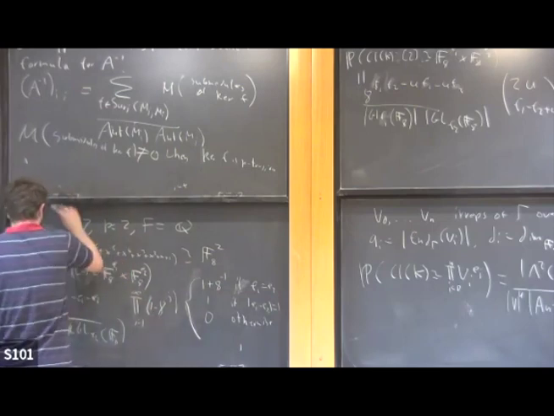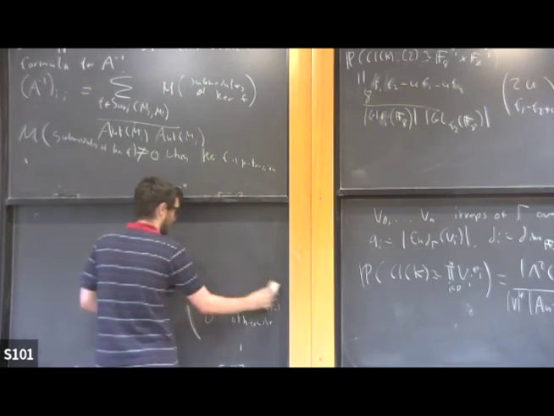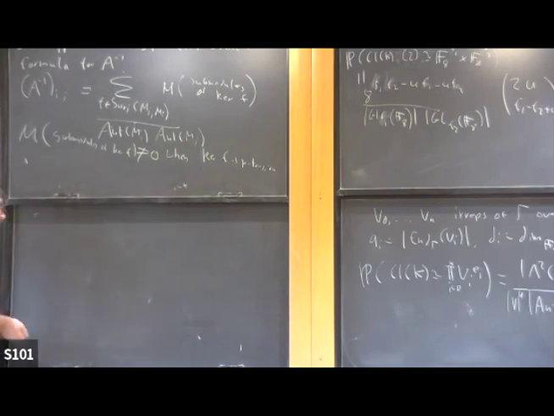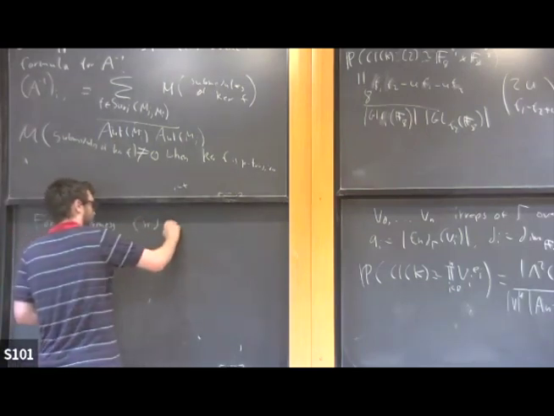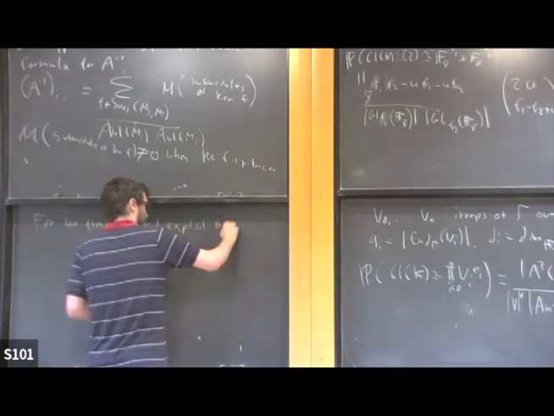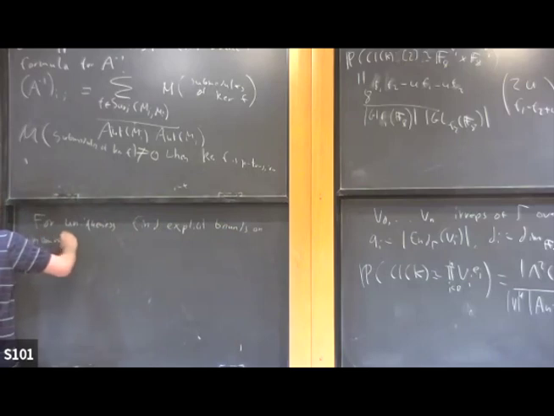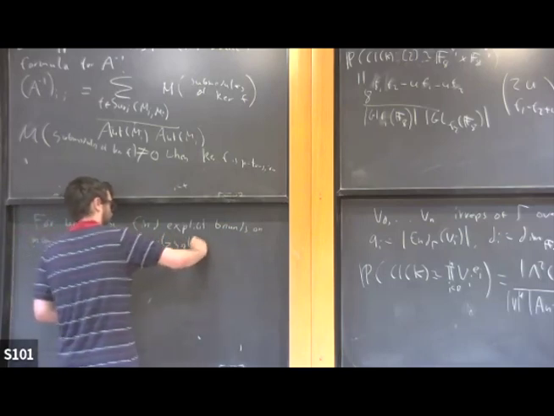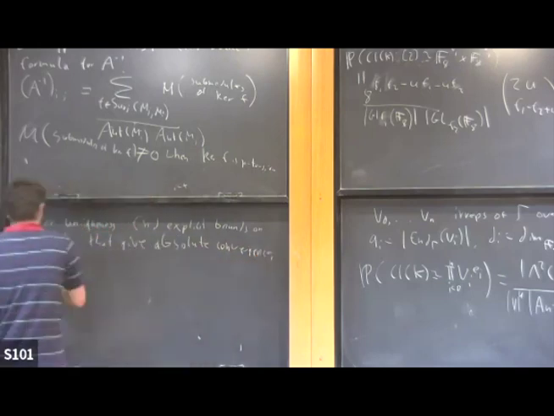And then for the existence, for the uniqueness, we find explicit bounds on the moments. That gives us absolute convergence, letting us exchange the sum.